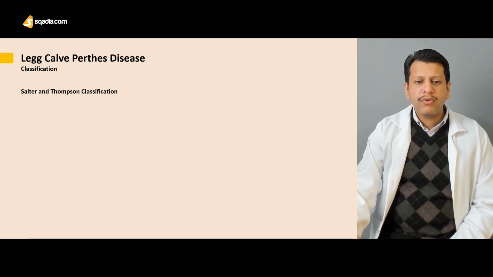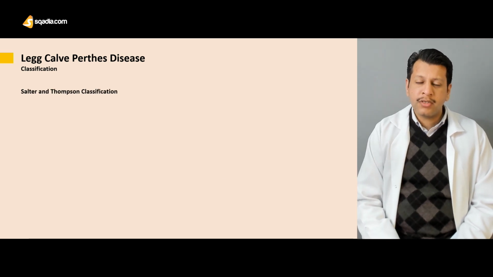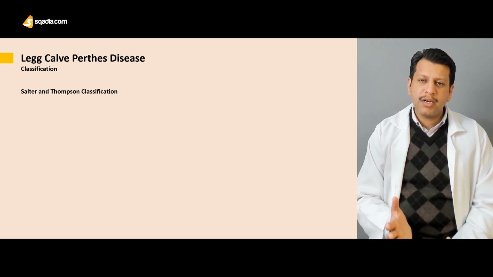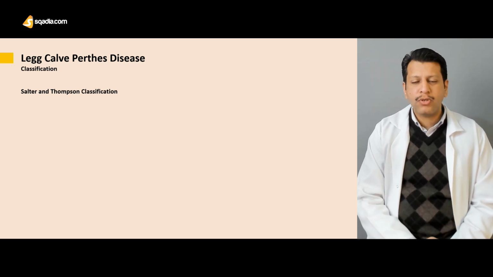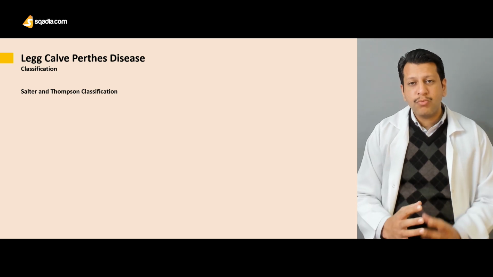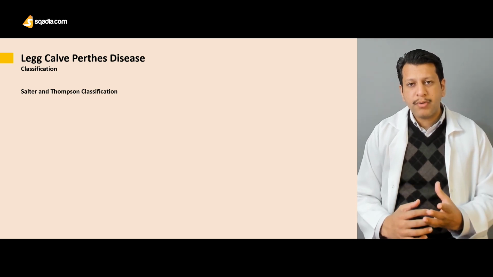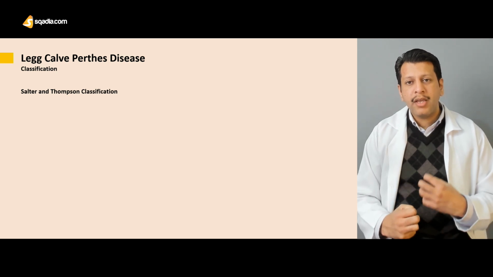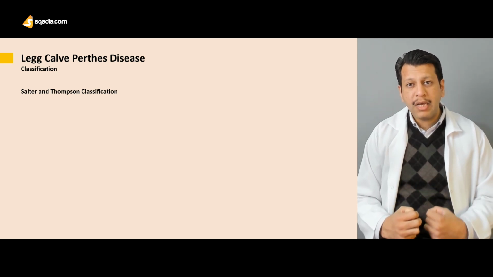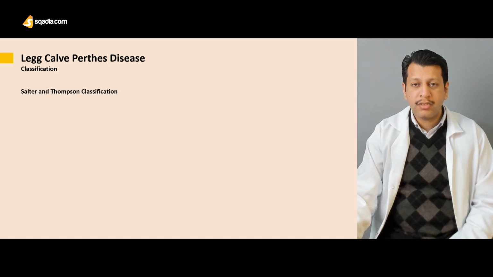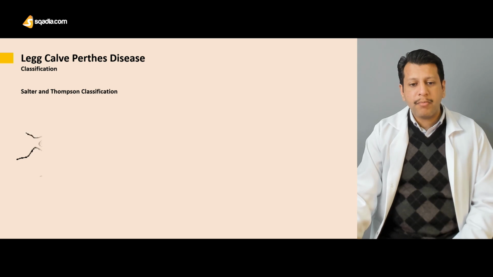Now another classification is the Salter and Thompson classification. It eventually became redundant because the problem was that only 33% of the patients eventually develop fragmentation of the bone. That is, once the blood supply is compromised, there is increased sclerosis, and eventually there is subchondral collapse, and the epiphyseal bone starts to collapse. Once this collapse occurs, the Salter and Thompson classification describes the fragmentation.